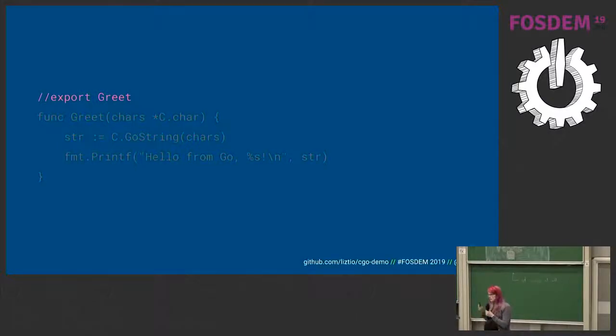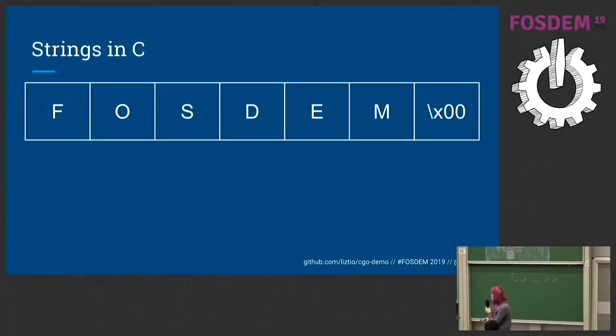Side note, if you have an export statement, you can't have certain kinds of comments elsewhere in your file because it's compiled into a header and there will be a bunch of weird error messages and you won't understand, so keep your file separate. Here, this is not the standard string that you might expect. This is a C string. And yes, there is a difference.